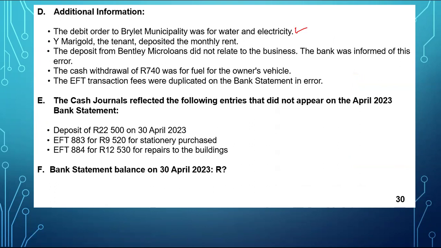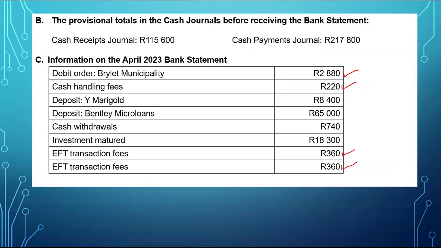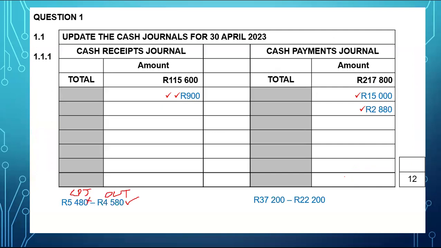The monthly rent, how much is that monthly rent? It is this one here. So it will be recorded in the cash receipts journal. We are going to record it in the cash receipts journal by writing it as 8,400. It represents money we have received.